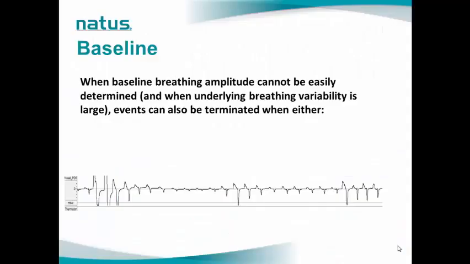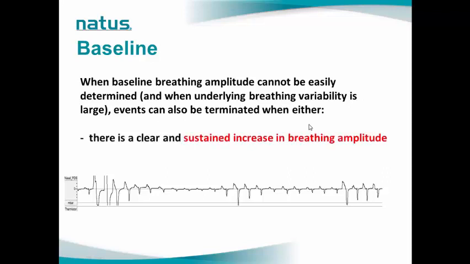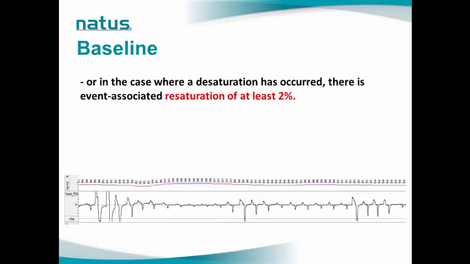So in the new rule for the baseline, when baseline breathing amplitude cannot be easily determined, and when underlying breathing variability is large, events can also be terminated when either there is a clear and sustained increase in breathing amplitude that represents slight opening in the upper airway, or when there is a resaturation of at least 2%.